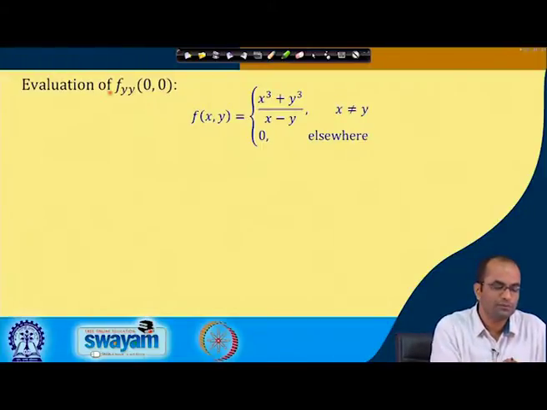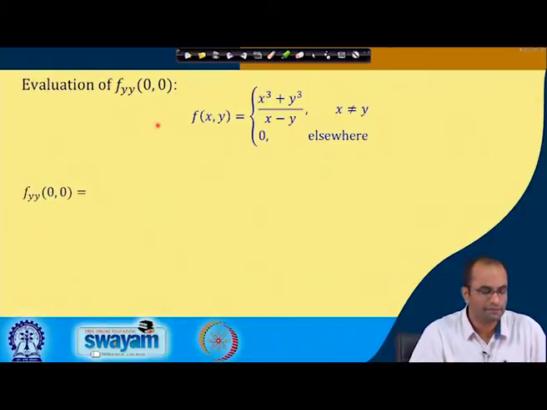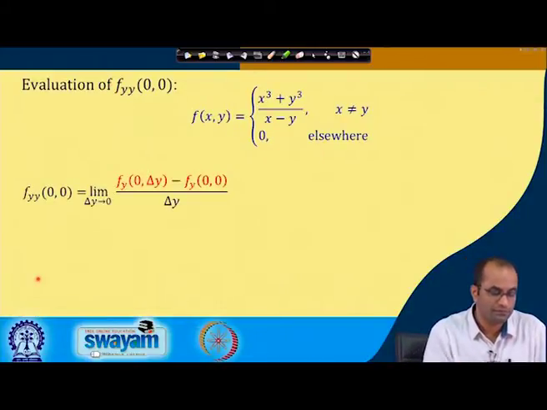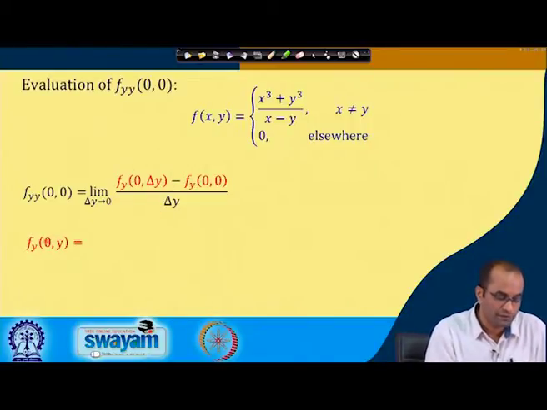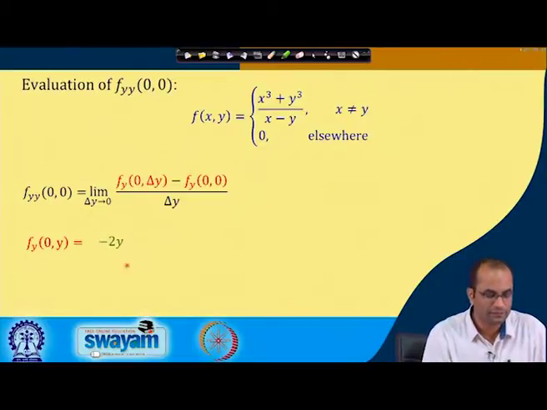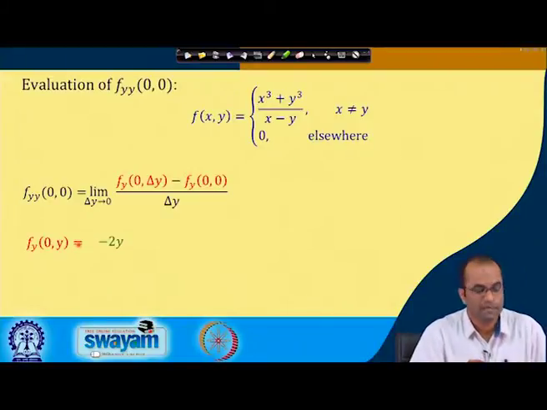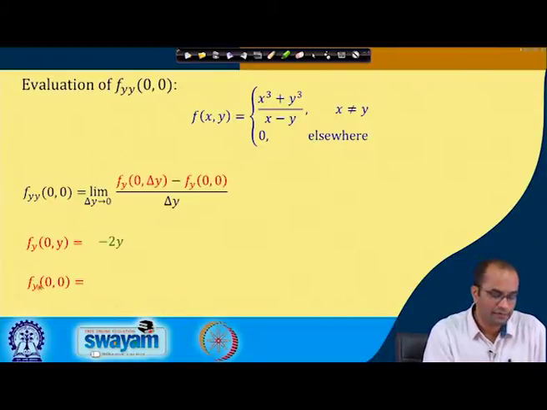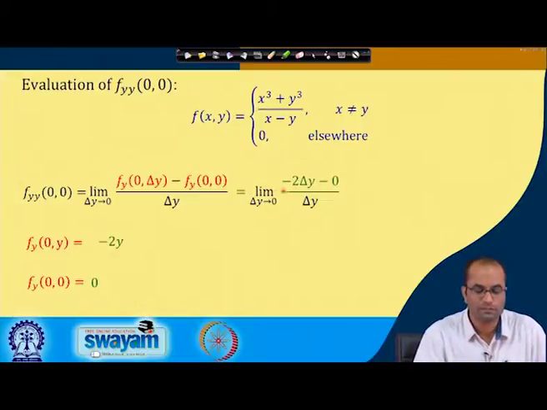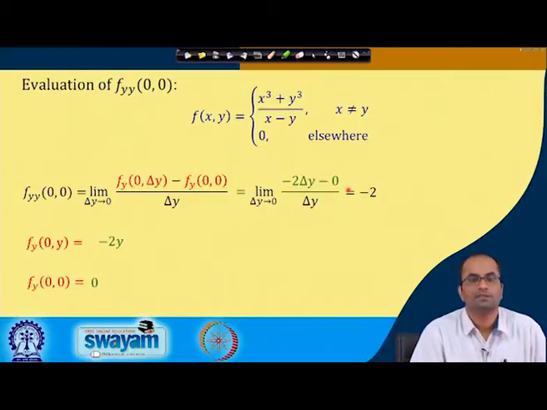Now, we can also compute the derivative with respect to y, like we have done before. So, now we have to compute this f_y(0, Δy). As earlier, we will get minus 2y, because of this sign here the one minus will appear, and the value at (0, 0) will be 0. So, now this f_yy, the second order derivative with respect to y, will be minus 2Δy over Δy, and this will cancel out, and we will get minus 2 as the answer of this f_yy at (0, 0).